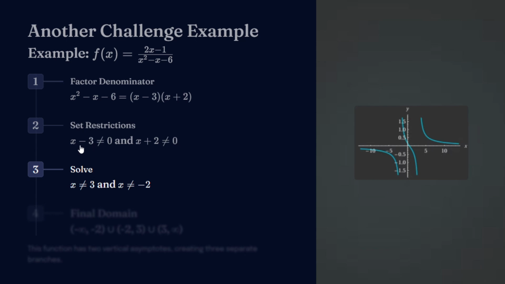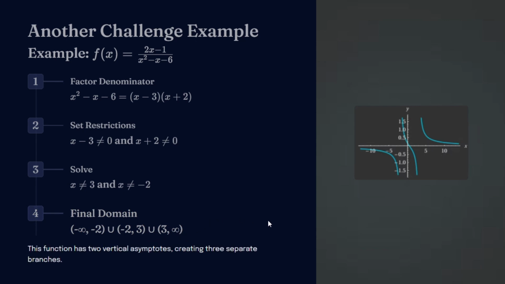Solving for x, if we add 3 on both sides, x is not equal to 3. And subtracting 2 on both sides, x is not equal to negative 2. Because these two, x equals 3 and x equals negative 2, would make the denominator 0. So therefore, x equals 3 and x equals negative 2 have to be excluded from the domain. So my domain is therefore from negative infinity to negative 2, not included, union from negative 2 to 3, not included, union from 3 to infinity.